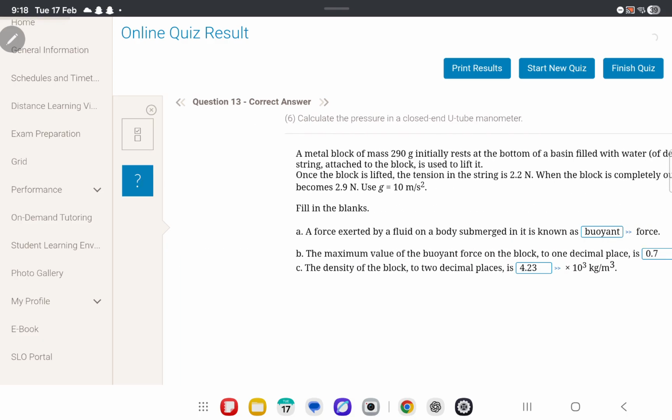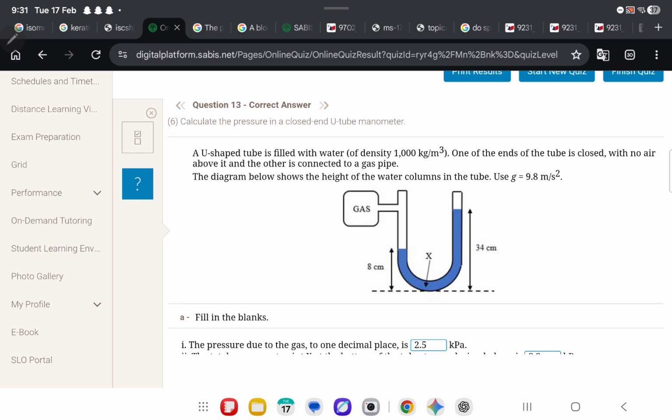Okay, my bad, I had to do something for a bit. Now, a U-shaped tube is filled with water of density 1000 kilogram per meter cubed. One of the ends of the tube is closed with no air above it, and the other is connected to a gas pipe. The diagram below shows the height of the water columns in the tube. Use g equals 9.8 meter per second squared.